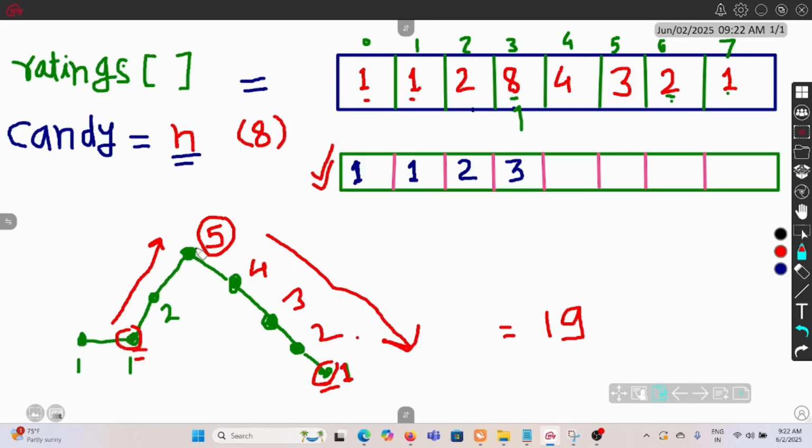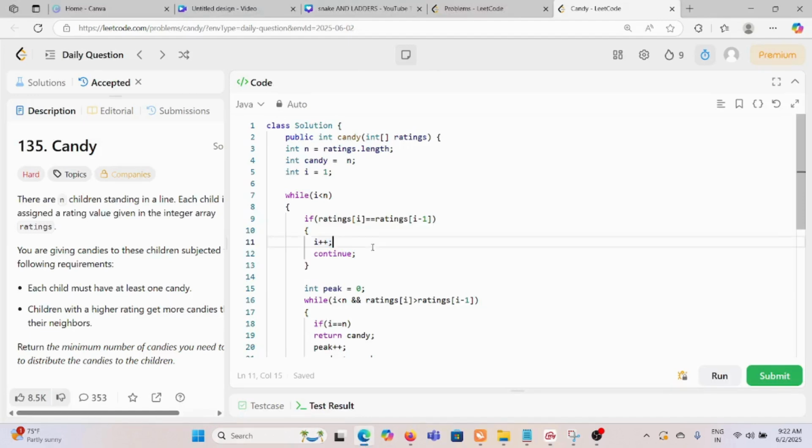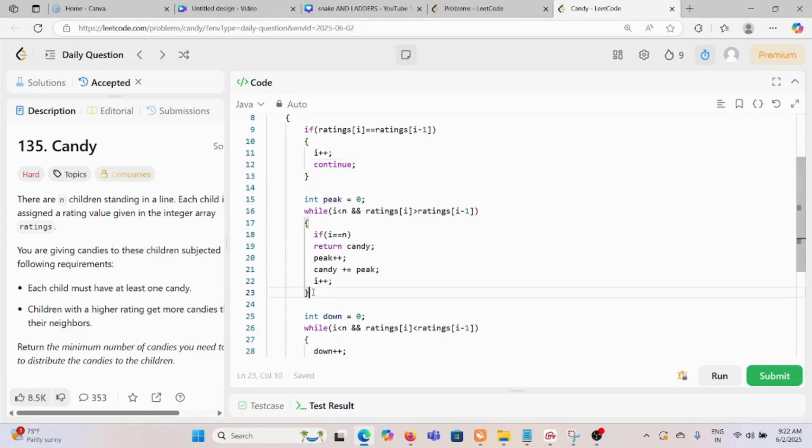Then we start increasing. This is the check where we are checking if both of them have the same rating. Continue, go to the next point. Now we are checking for the peak point here. Initially I set peak equal to 0. Now see here, I'm checking if the rating of i is greater than the previous guy. In that case, if i equals n by any chance, that means we reached the final destination, and we return the candy. This is just a check in case we are reaching the last guy.